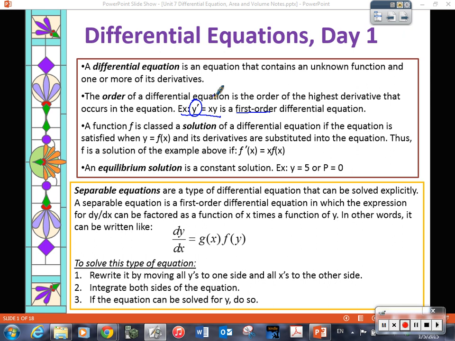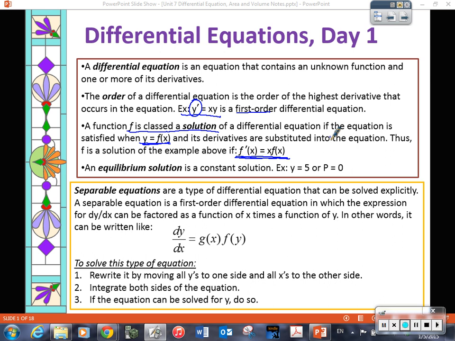A function is a solution of a differential equation, and this is pretty much common sense, if it satisfies the equation. So for example, if we decide this is one of the solutions to this particular equation, we would take the derivative of it, sub it in, and see if it satisfies it. That's basically what that means, and we're going to work an example like that to see if a function is a solution to the differential equation.